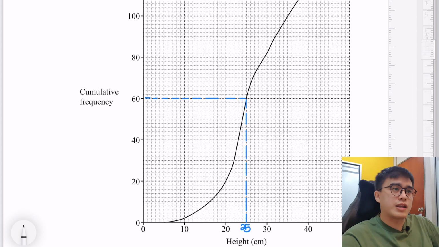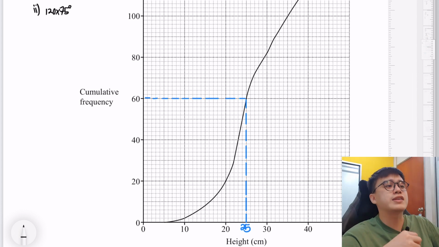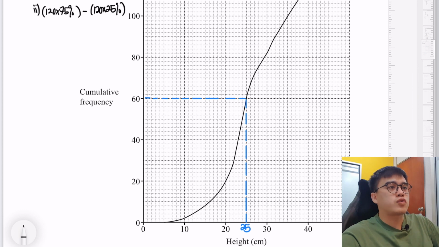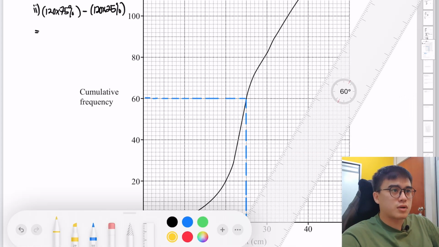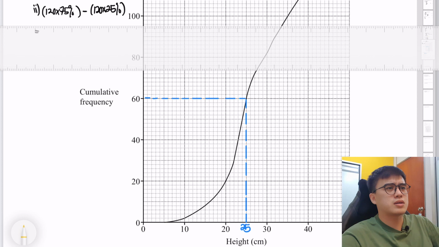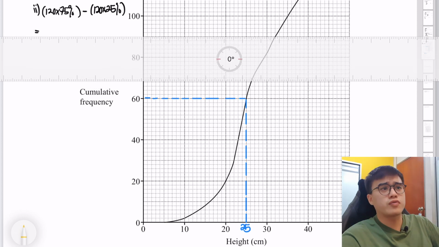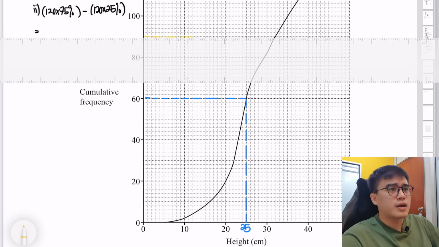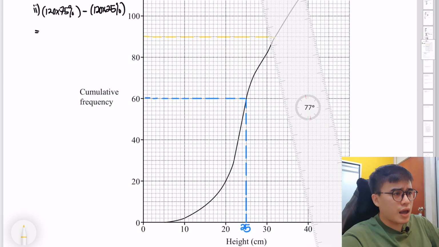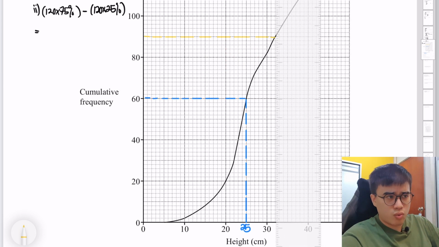As for part 2, they are looking for the interquartile range. So all you need to do is to find the 75% minus the 25%. For 25%, 120 times 25% gives you 30. From 30, you trace to the graph, you actually get 22. For 75%, it's actually somewhere around 90. So from 90, I drew a yellow line and traced it down. I got it as 32.